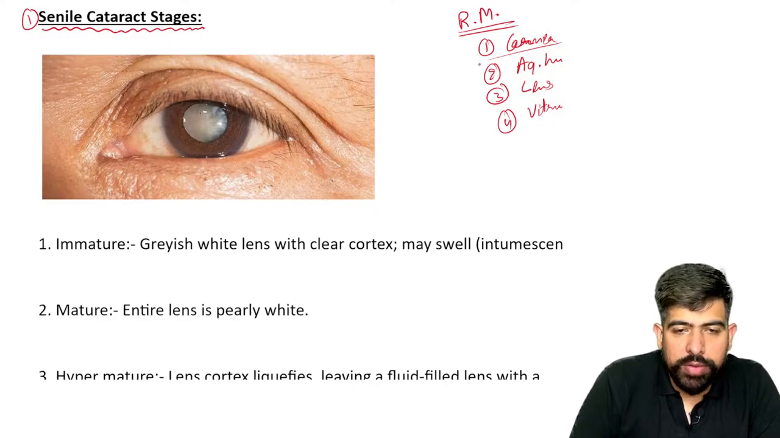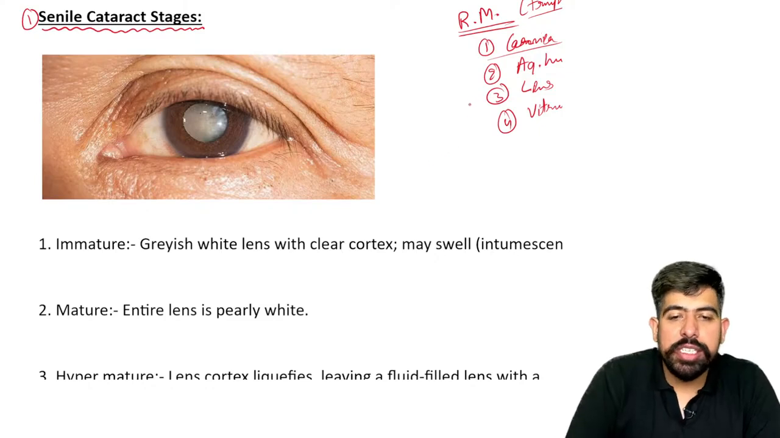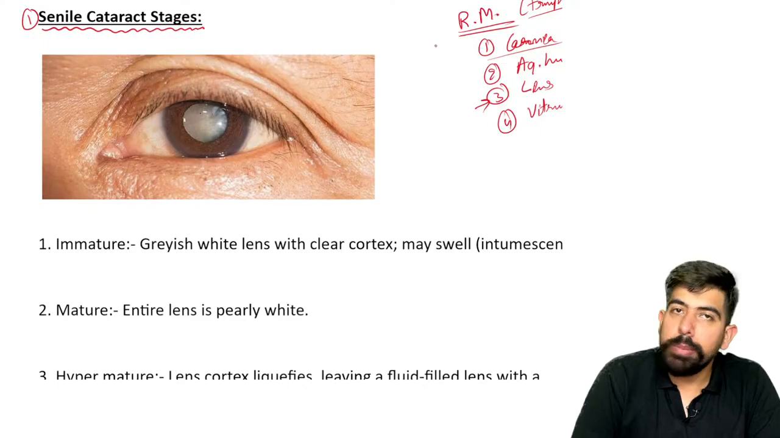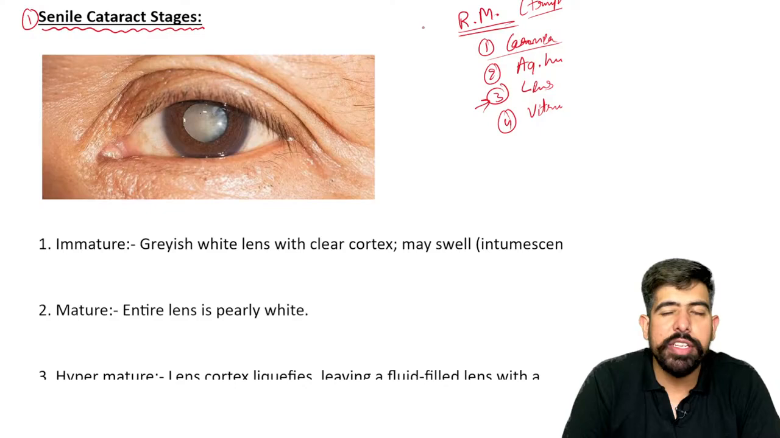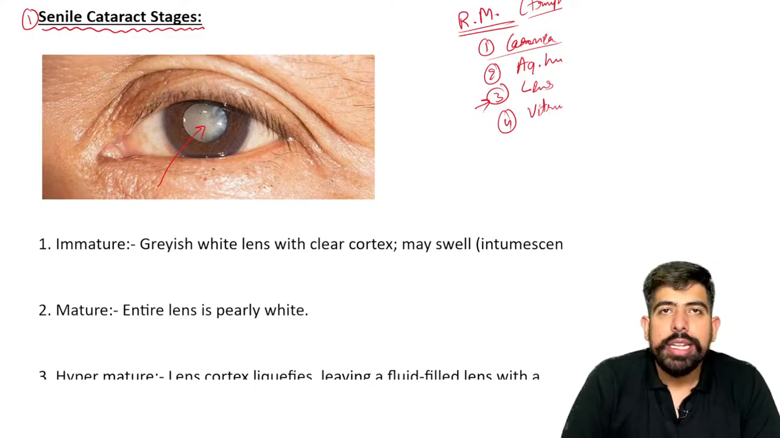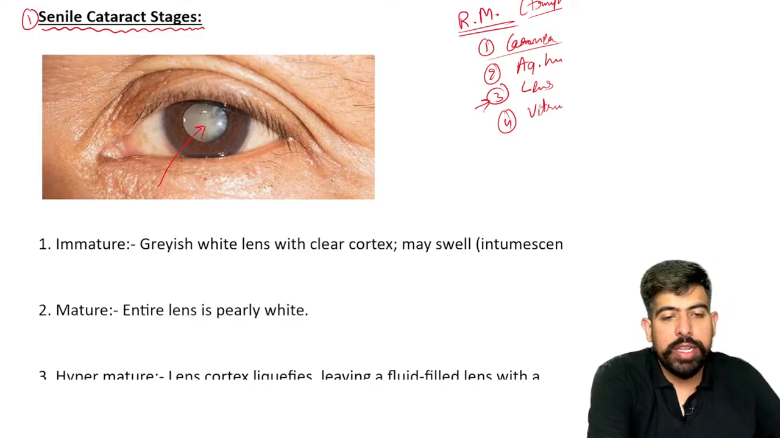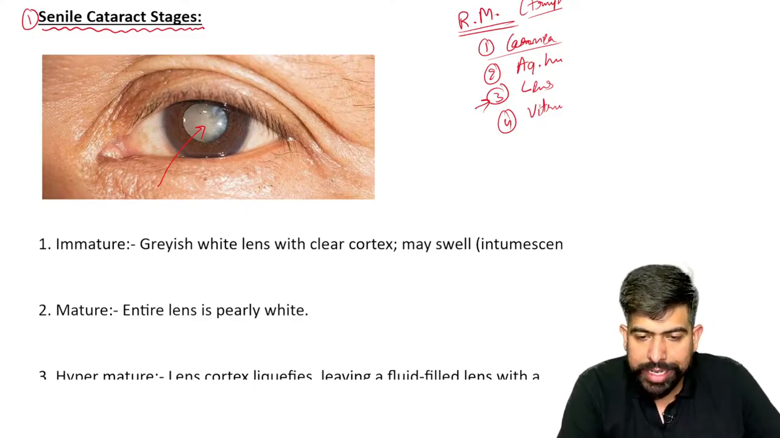Now, I already told you they should all be transparent. If the lens transparency is lost, there will be difficulty in vision, or blurring of vision, as we talked about. You can see over here that there is clouding of the lens.